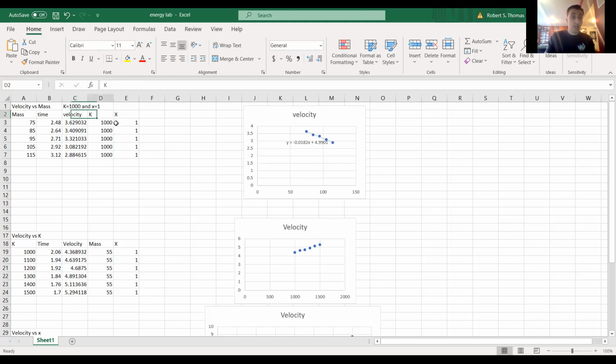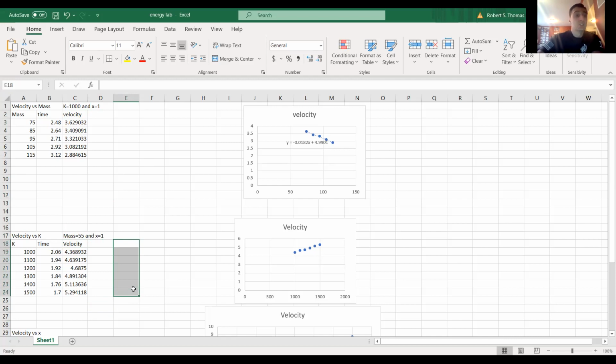And that way you would know, just for reference, and you could actually delete those. So you're just looking at that. Same thing down here. I could say mass equals 55 and X equals 1, just knowing that these are the ones I kept constant and they don't really affect the data, right? They're the constant values here.